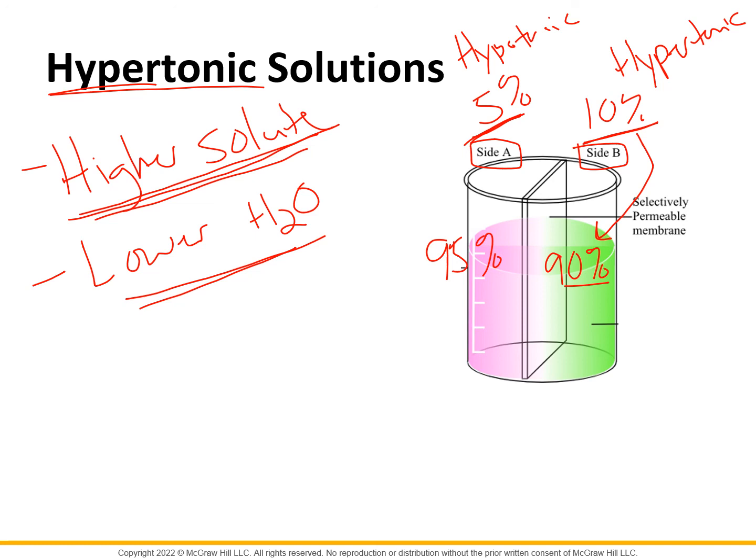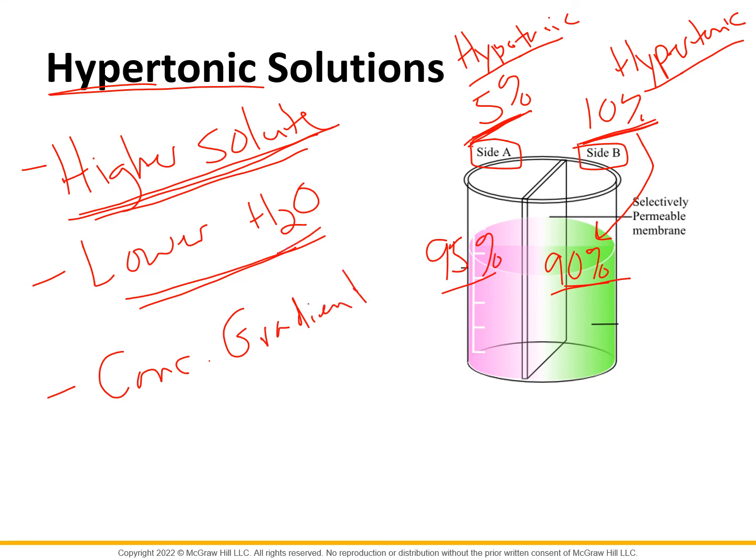So that's how you designate which solution is which. If they're not isotonic, if they're not equal in solute concentration and water concentration, then one has to be hypotonic. The hypotonic solution has the lower solute, higher water, and the other has to be hypertonic. Hyper, higher solute, lower water. All right, now when you have one solution that's hypotonic and one that is hypertonic, now you have a concentration gradient.